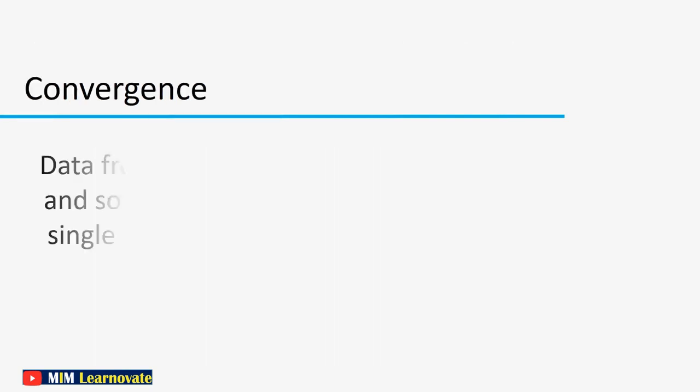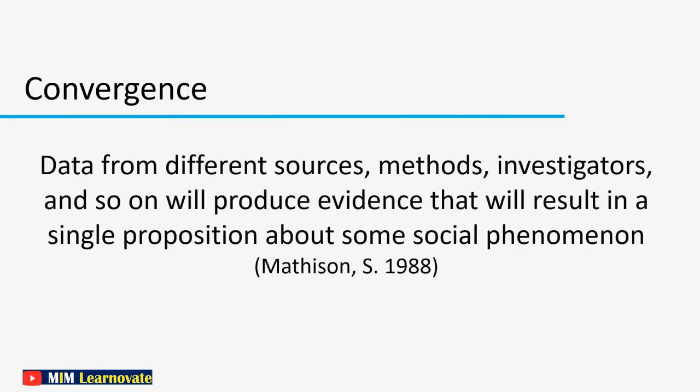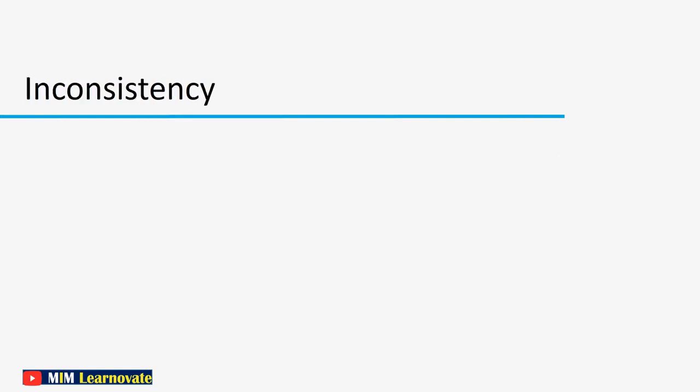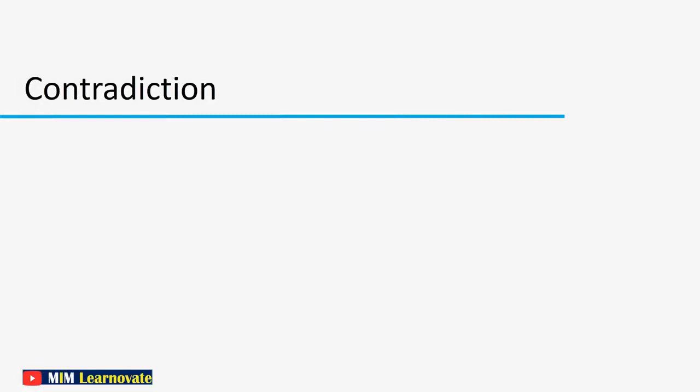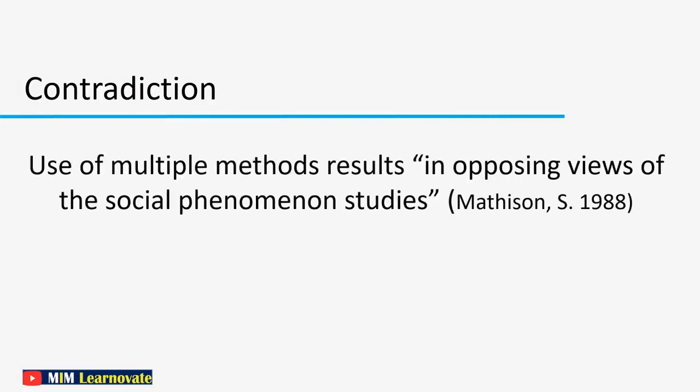Convergence is that data from different sources, methods, investigators, and so on will produce evidence that will result in a single proposition about some social phenomenon. Inconsistency is that multiple sources, methods, and so on generate a range of perspectives or data that do not confirm a single proposition about a social phenomenon. Contradiction is that use of multiple methods results in opposing views of the social phenomenon studied.